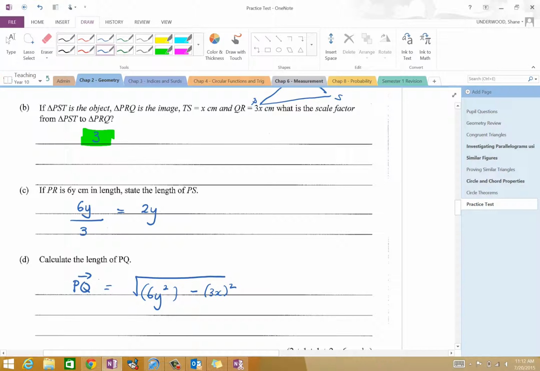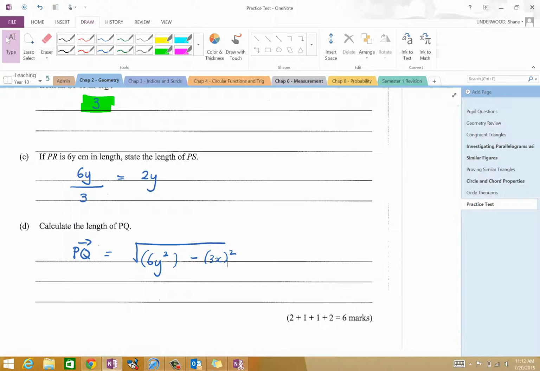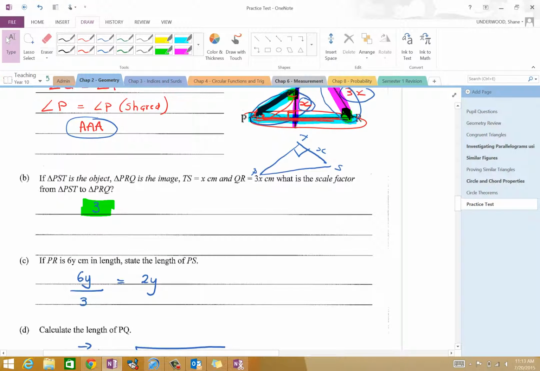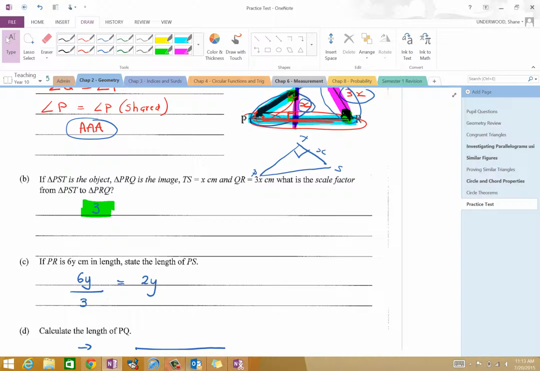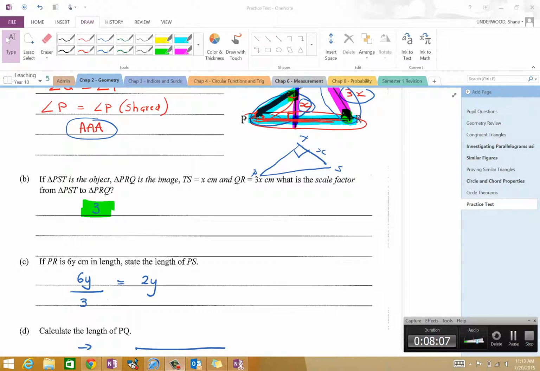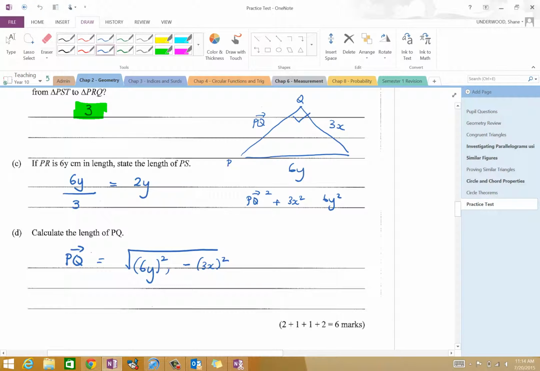Now it says calculate the length of PQ, but I don't think we can really do anything more than that, can we? Why is it square rooted? Why is it the square root? All right, so can we go ahead and find it now? Well, 6y squared, so just using Pythagoras, this is where this is coming from.